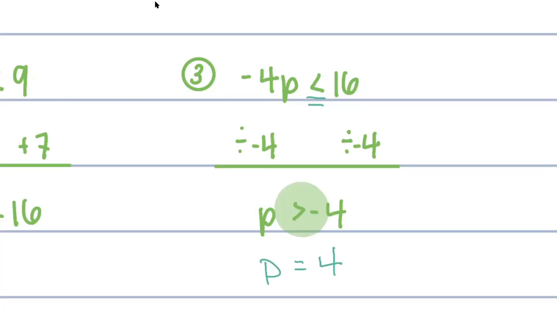Any time that you multiply or divide an inequality by a negative number, you need to flip the sign. Sorry, I just realized that this is wrong. It's 4. Okay, you need to flip the sign. If you don't learn anything about inequalities today, when you divide by a negative or multiply by a negative, flip your inequality sign. That's one of the most important things that you need to remember in inequalities. Otherwise, your answer will always be wrong.